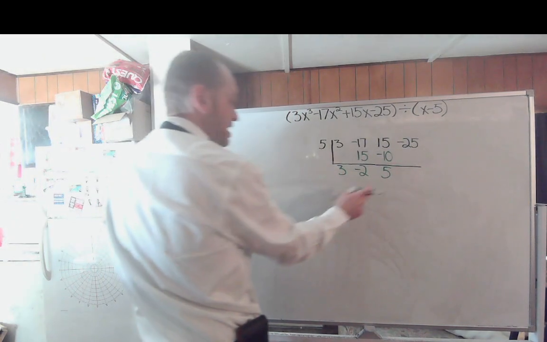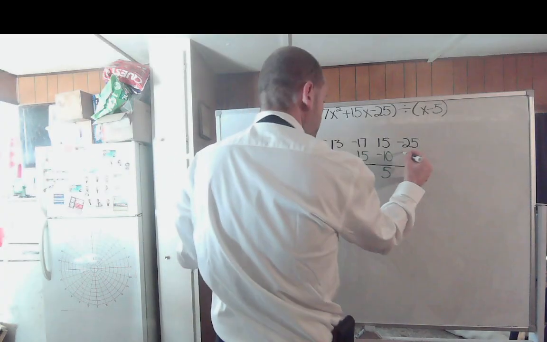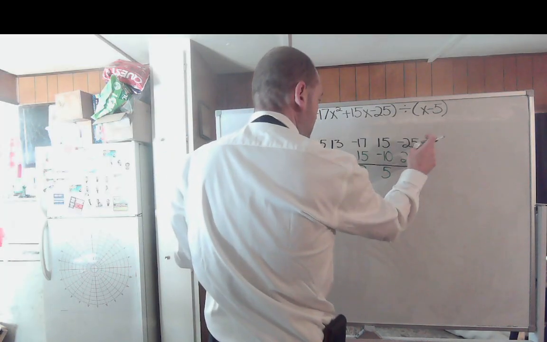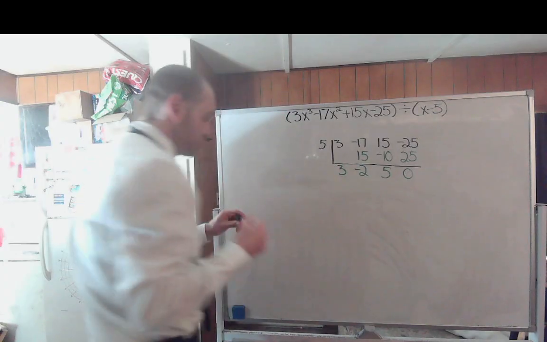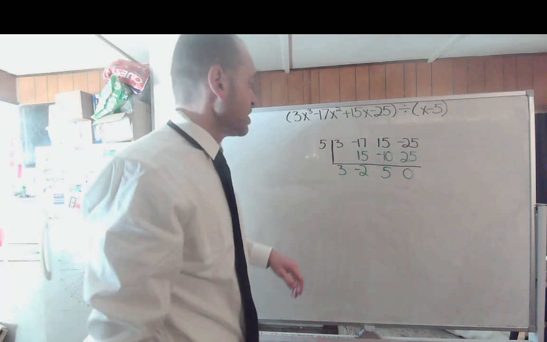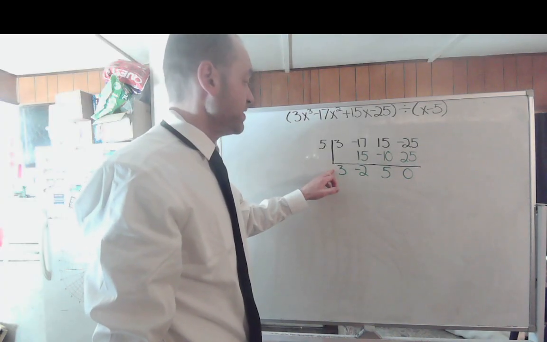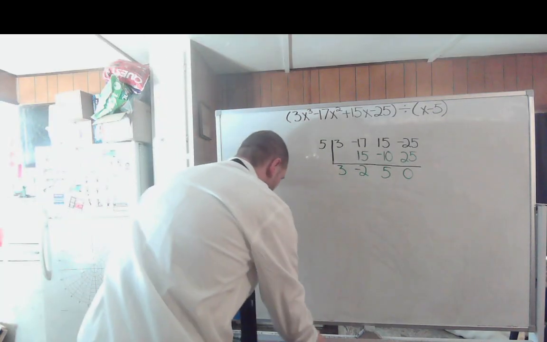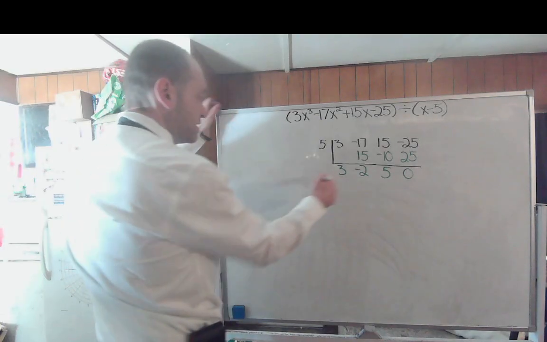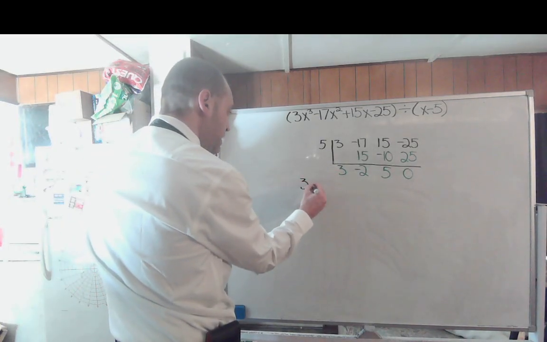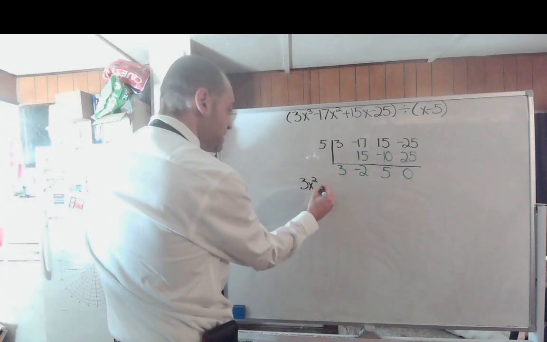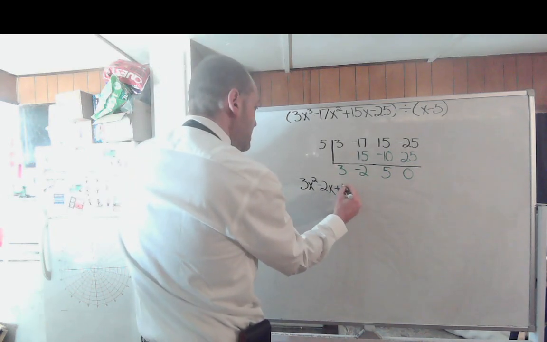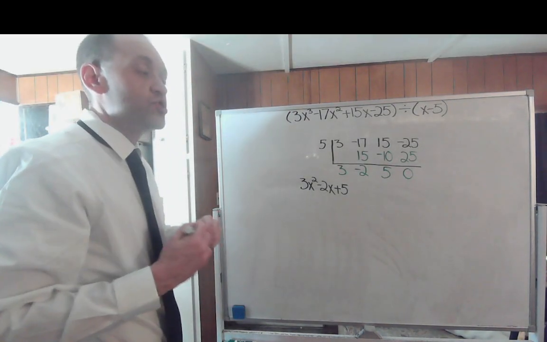Now take your 5 times 5. That you'll get 25. Put that below your negative 25. You add the two, you get 0. So how does the result work? Well, that 3 is the coefficient on the term 1 less than your dividend. So in other words, what this result is, that's the coefficient of 3x squared minus 2x, because it goes in descending order, plus 5. That very last number on the bottom right is your remainder.